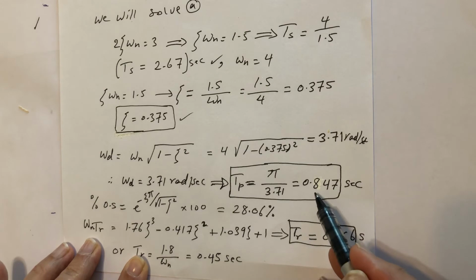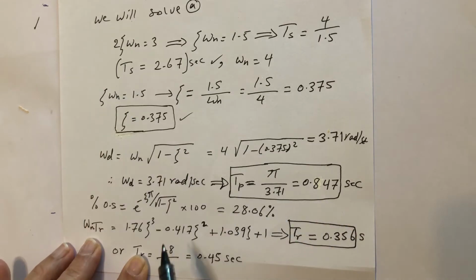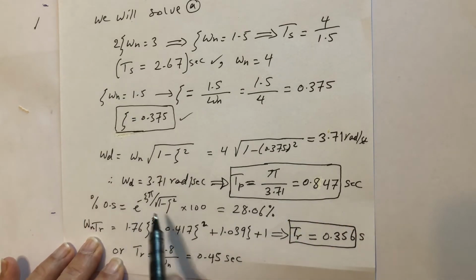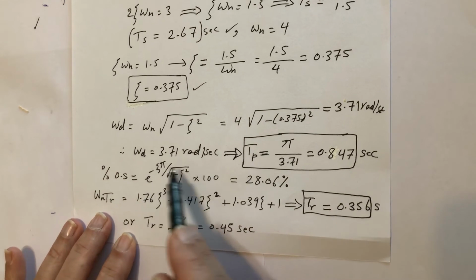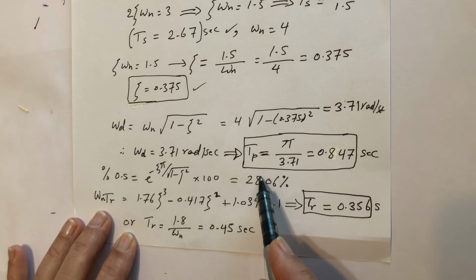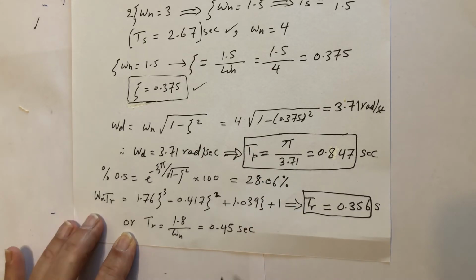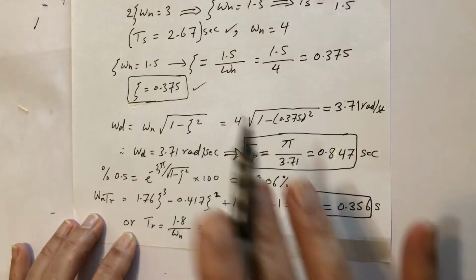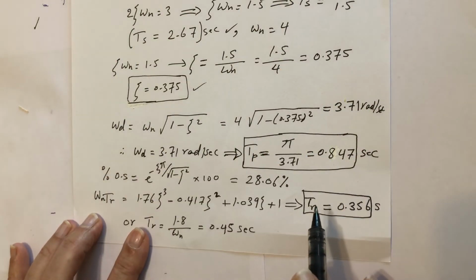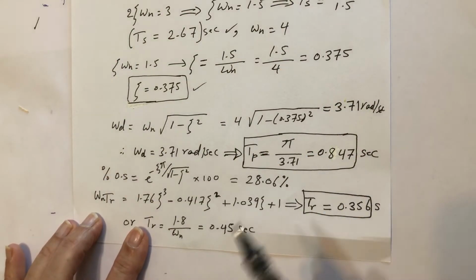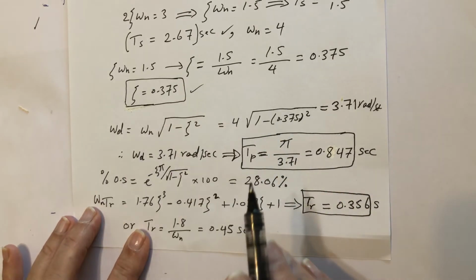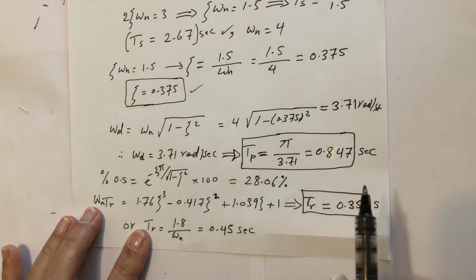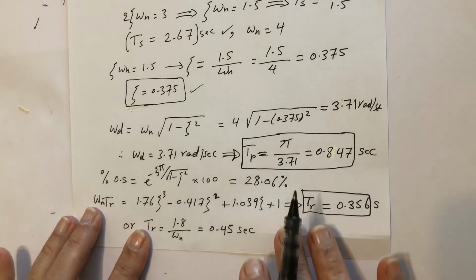Again, Tp is much smaller than settling time. Percent overshoot, as we have zeta, then we can find it from this expression, times 100, and it's equal 28.06%. And this type of question, I call it an easy, forward question. So if you study the material, then you can solve this easily, because you only apply the rules and expressions that you have. Okay.